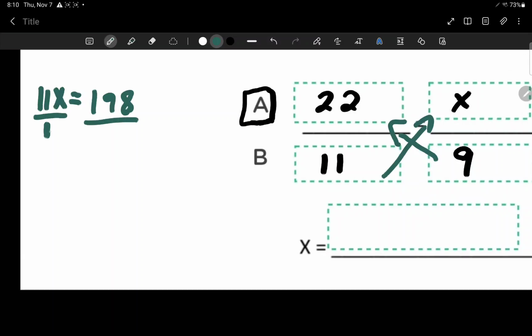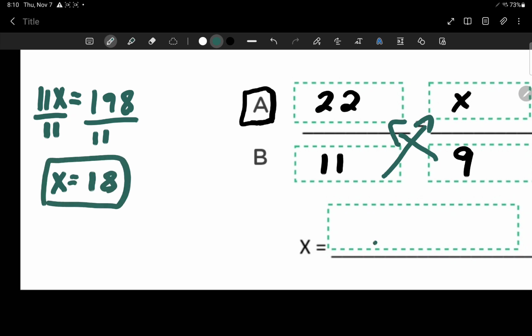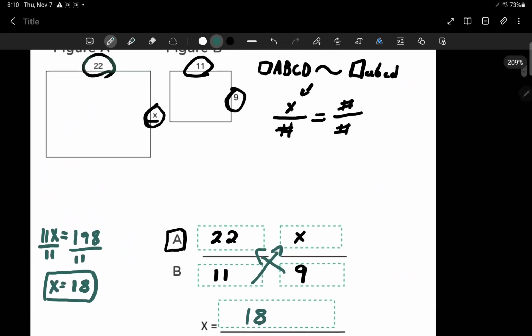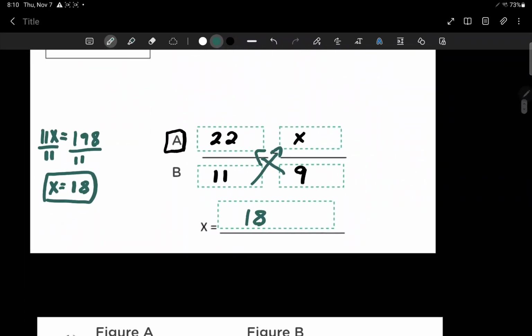So finally, we just divide both sides by 11. So we divide this by 11, and we're going to get x is equal to 18. Okay, so this is equal to 18. Now, if you have units, go ahead and place the units. You don't really have to, at least not for this one.